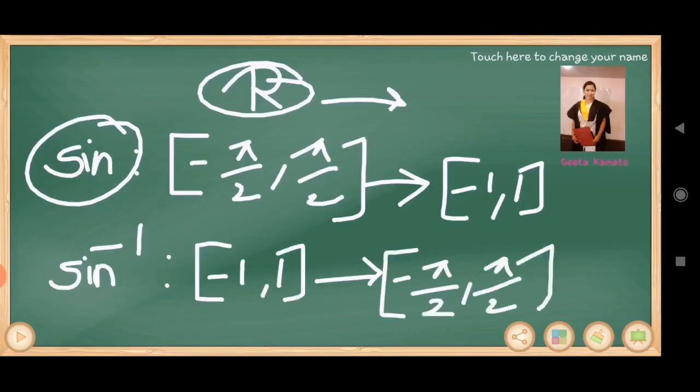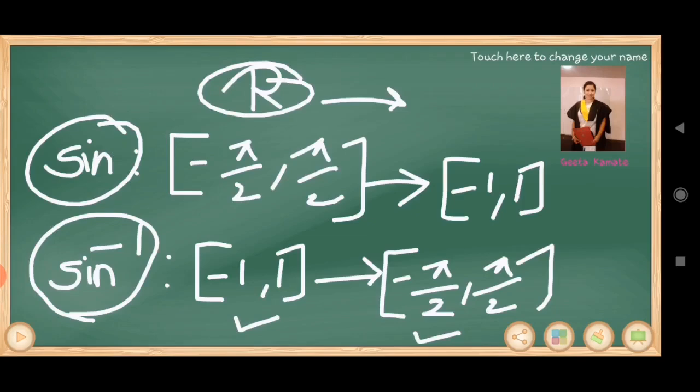So we say that sine inverse has domain closed interval minus 1 comma 1 and range closed interval minus pi by 2 comma pi by 2. Thus we got the sine inverse function. This is what we call an inverse, one of the inverse trigonometric functions, and that is sine inverse.